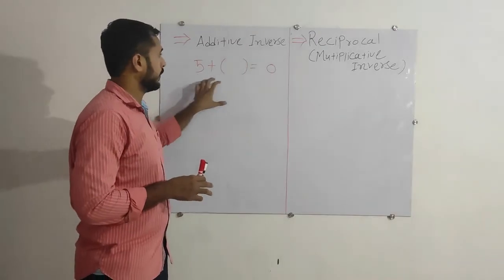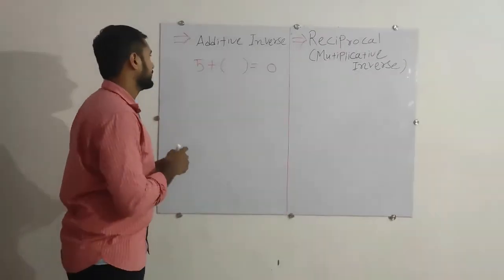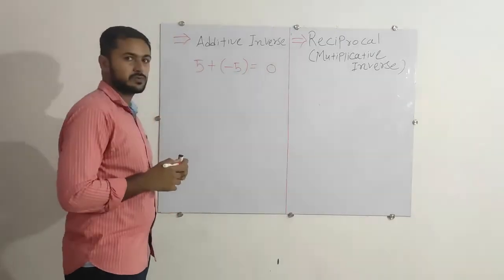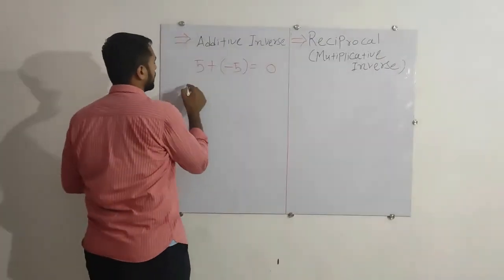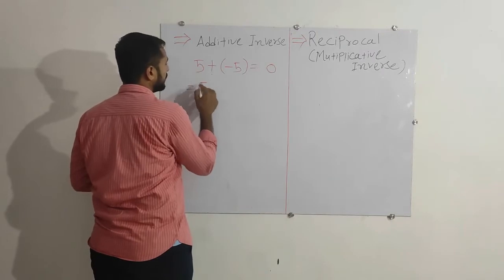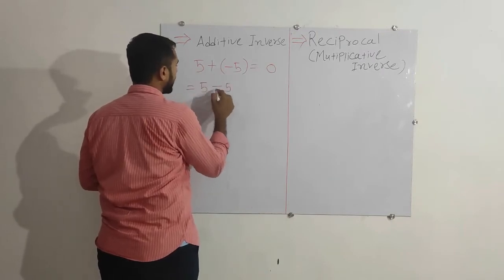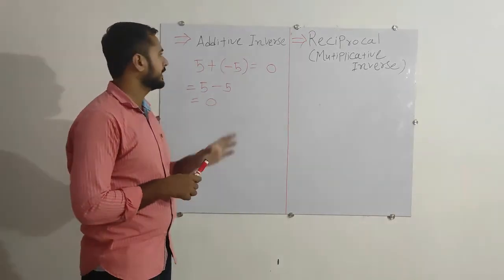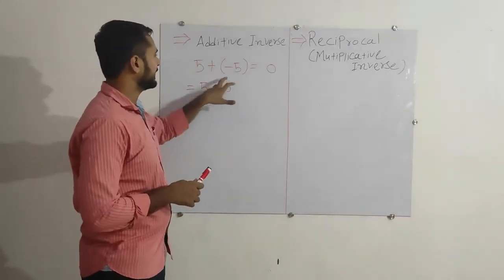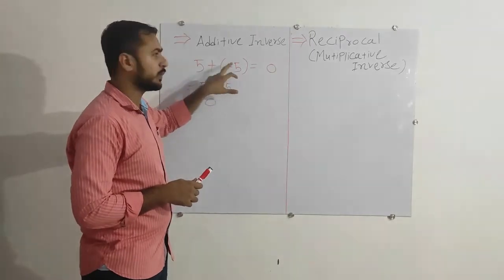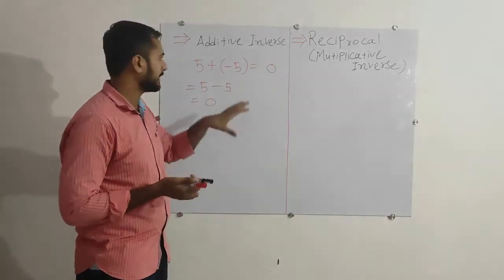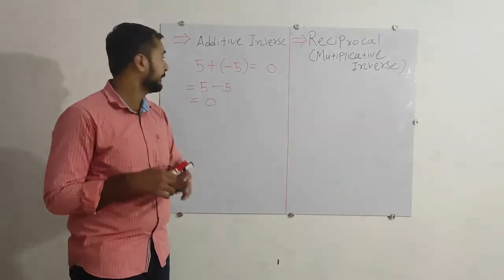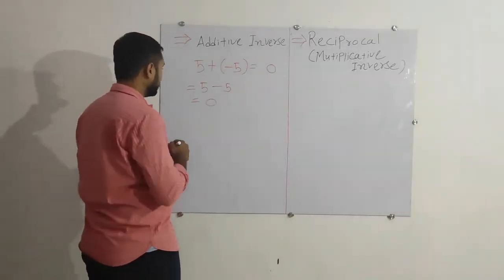So in 5, what should I add? Let's check. Suppose I add minus 5. So 5 plus minus 5, the answer is 0. Here we got the answer 0. It means minus 5 is the additive inverse of 5, and we can also say that 5 is the additive inverse of minus 5, vice versa. Now let's select another number.